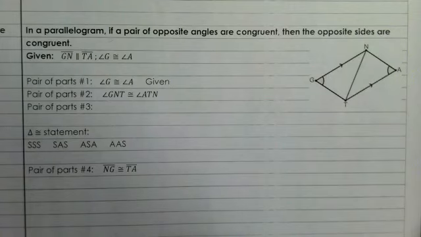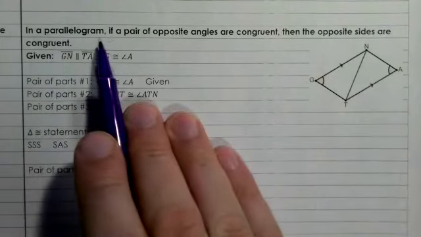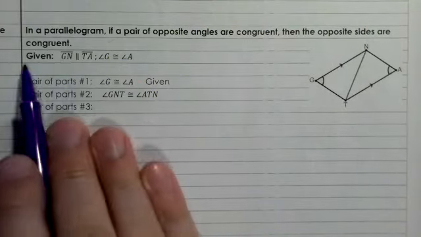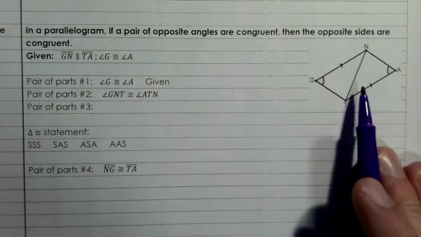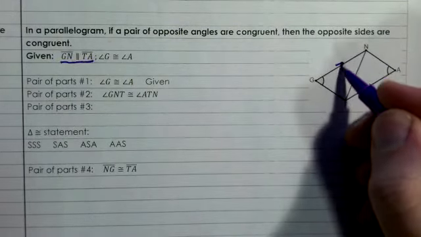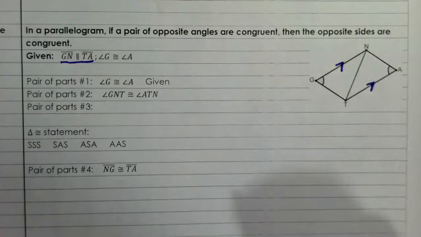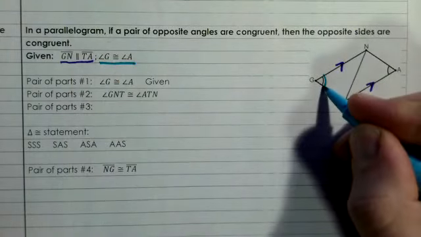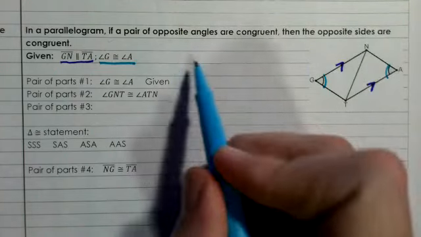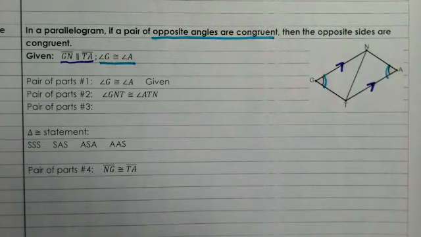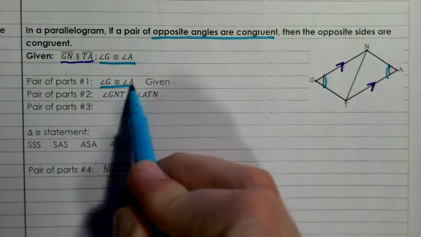Let's do another one proving a theorem. So in a parallelogram, if a pair of opposite angles are congruent, then the opposite sides are congruent. So we've got our parallelogram over here. So that's saying that these are parallel. And then they're also telling us that G and A are congruent to each other. So these are our opposite angles being congruent. So that was just our given.